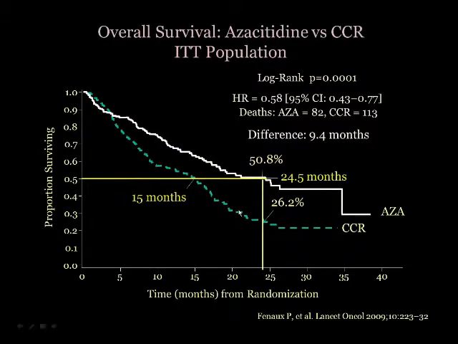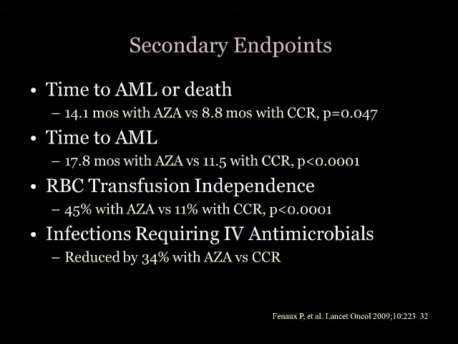So this is just to show this in a graph, saying that in the trial, which compared azacitidine with just supportive care, the azacitidine group didn't progress until, on average, 24 months compared to 15 months in the group that just got best supportive care. And they looked at a whole lot of other things about time to AML.